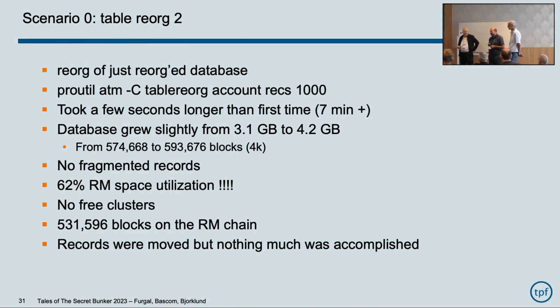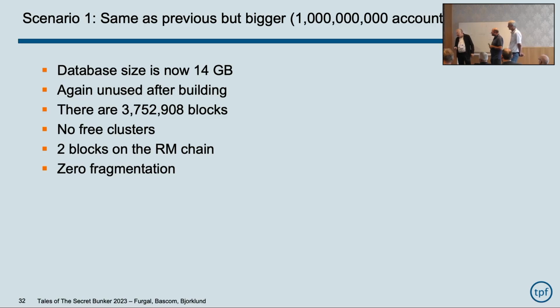So now we got, again, some more database growth, but not doubled. And again, no fragmentation, no free clusters. And space utilization is now 62% instead of 60, so it's about the same. So we've run the table reorg again. It hasn't really accomplished anything. Okay, on to the next experiment.